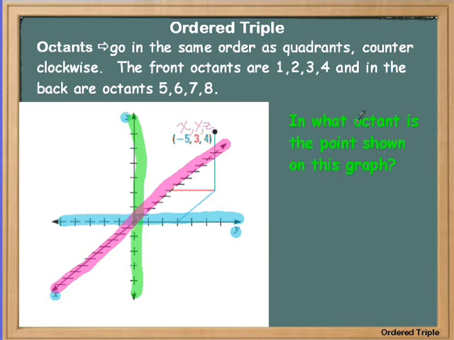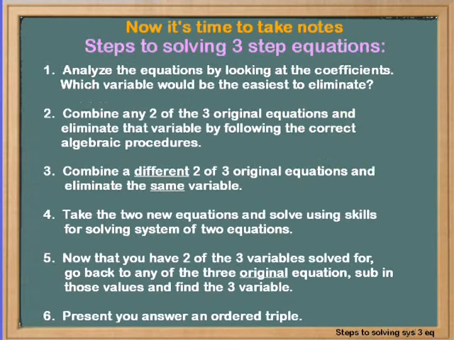With that in mind, I wonder if you know what octant this point, negative 5, 3, 4, is in this ordered triple. We'll talk more about this tomorrow. If you have that answer, perhaps you'll receive some extra credit.